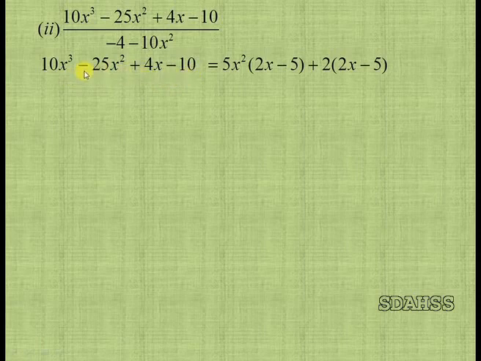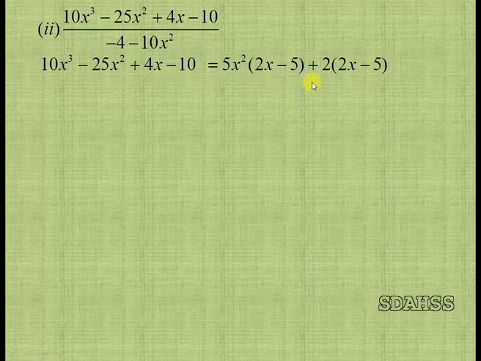The first two terms, 10x cube minus 25x square: 5x square is common, so take it outside. So you have 5x square into 2x minus 5, since 5 2s are 10 and 5 5s are 25. Plus the last two terms, 2 is the common factor, so take it outside.